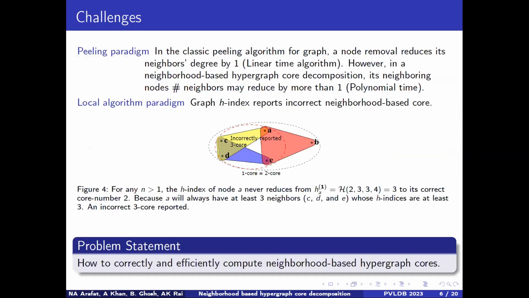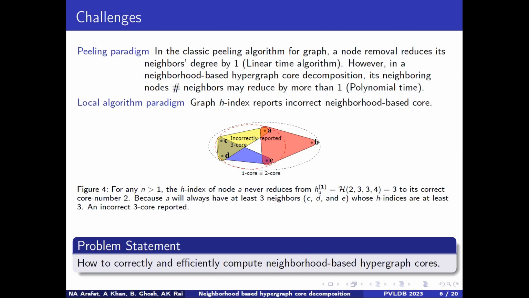There are also challenges in adopting graph core decomposition algorithms for our neighborhood-based hypergraph core decomposition. For instance, in the classic peeling paradigm for graph core decomposition, when a node is peeled or deleted, the degree of its neighbors is decreased by 1. This allows various efficient optimizations. In case of our neighborhood-based hypergraph core decomposition, when a node is deleted, however, the number of neighbors of its neighboring nodes can reduce by more than 1, thereby requiring more expensive computation to find the new number of neighbors for a deleted node's neighboring nodes.